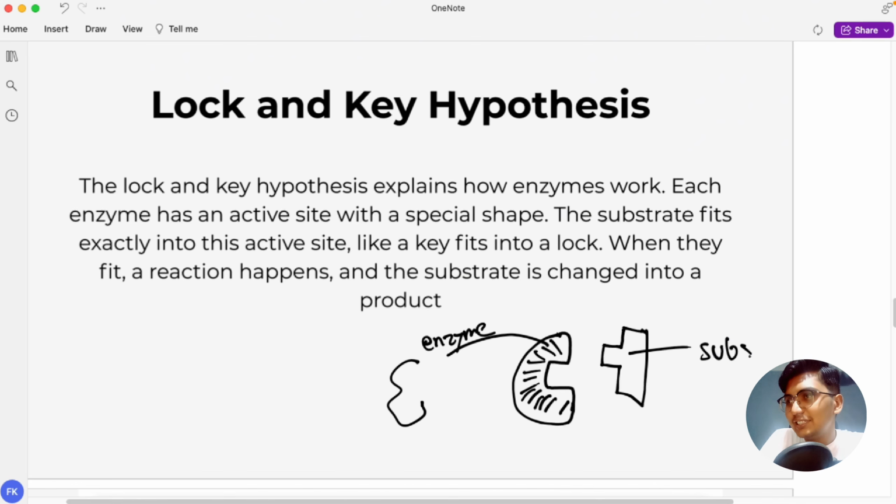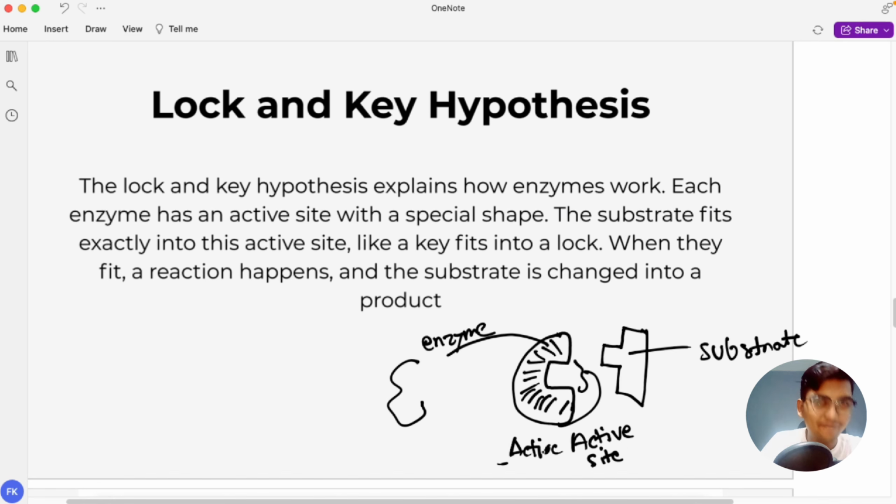Enzyme, and this is the substrate, right? As you can see, the enzyme has an active site. Oh my god, my handwriting is so bad. Active site, okay? As you can see, in the lock and key hypothesis, the enzyme has an active site with a specific shape. This has a specific shape, right?